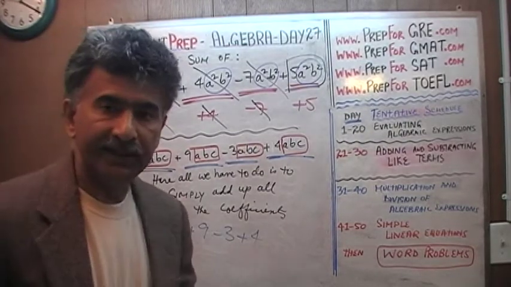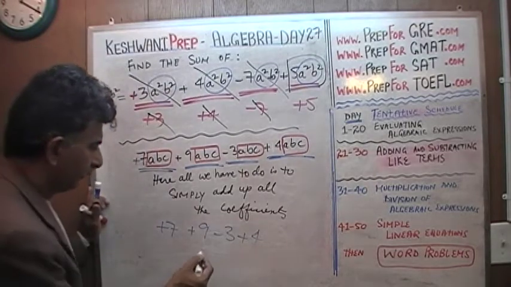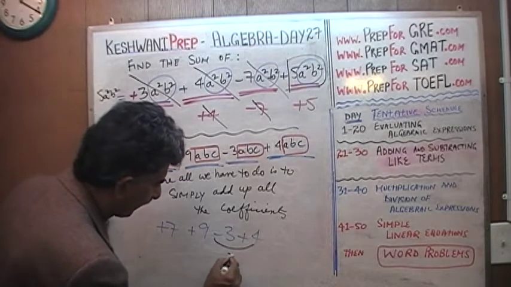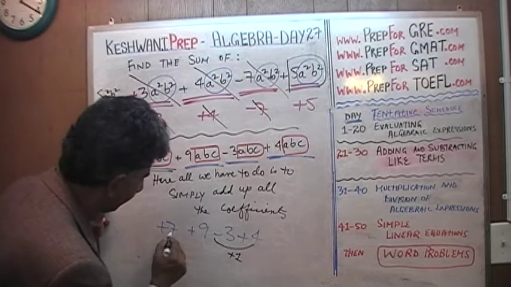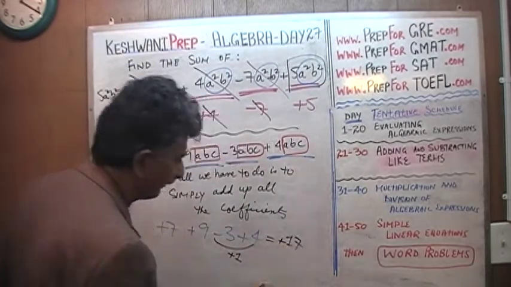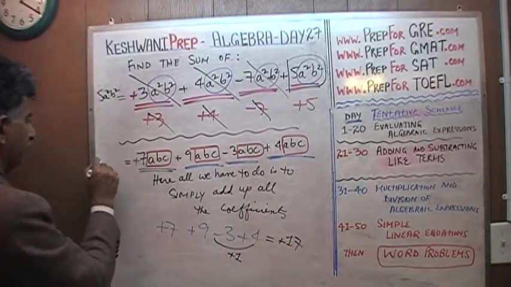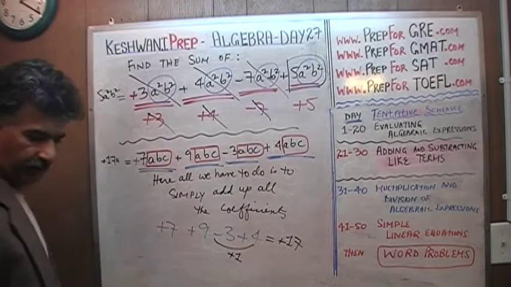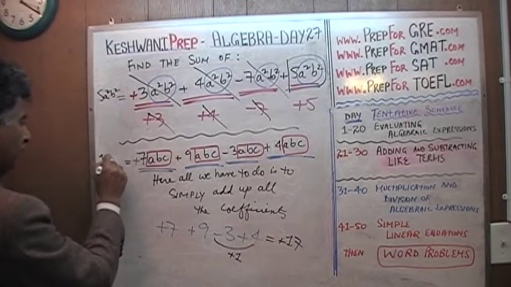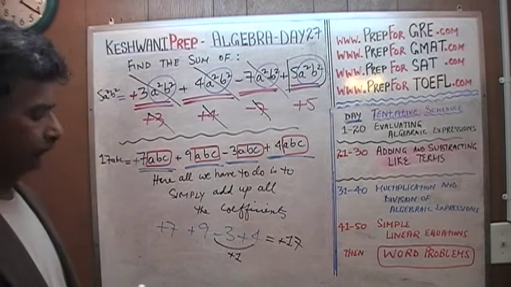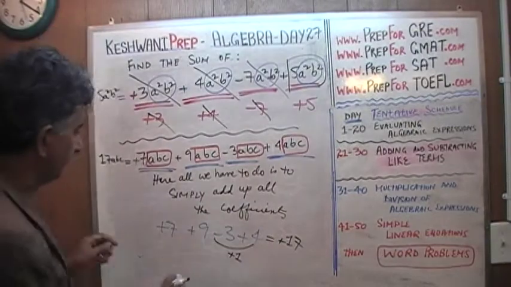That's however many a times b times c we have. So negative 3 and a positive 4 make a positive 1, and positive 1 and a positive 9 make positive 10. So up to here is 10, and then plus 7 is 17. So the answer is positive 17 a times b times c. Of course, if it's positive, we don't actually have to write positive in front of it. It's just 17 a times b times c. That's all there is. Let's do one more.